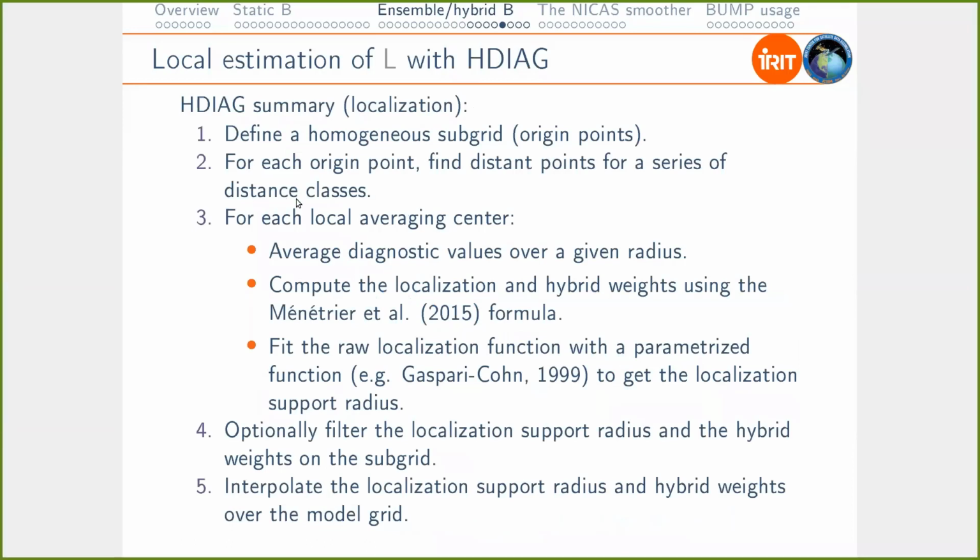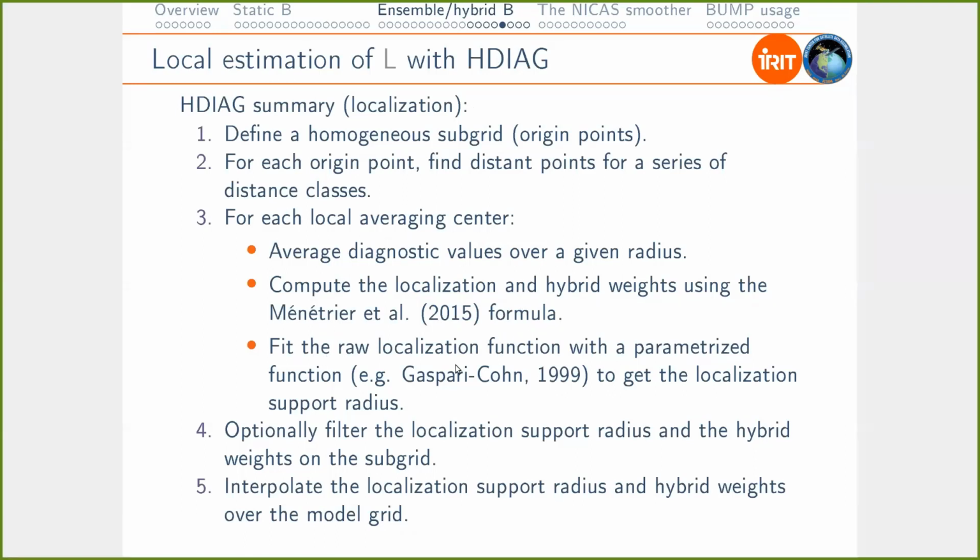And so here is a summary of what we need to do for the localization. So first we define a homogeneous grid. Then for each origin point, we find distant points for a series of distance classes. Then we average diagnostic values. We compute the localization and hybrid weights using the formulas I showed you before.